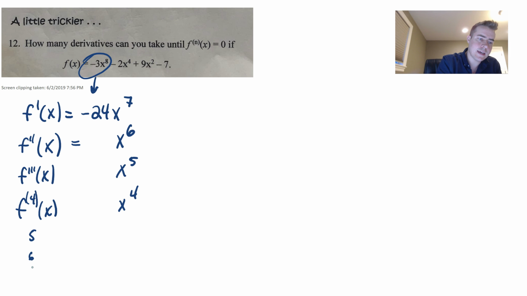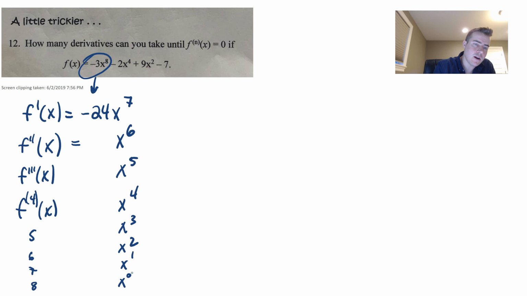So 5, 6, 7, we'll just keep going down. So x to the 3rd, x squared. The 7th derivative will be just x. The 8th derivative is just going to be some constant value, because it's going to be 1 times whatever this is. So that's going to give us that x to the 0 here. Okay, so x to the 0.